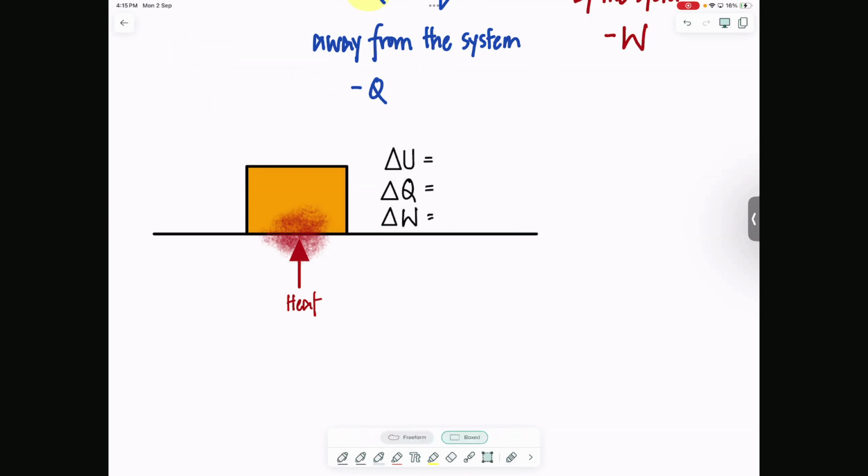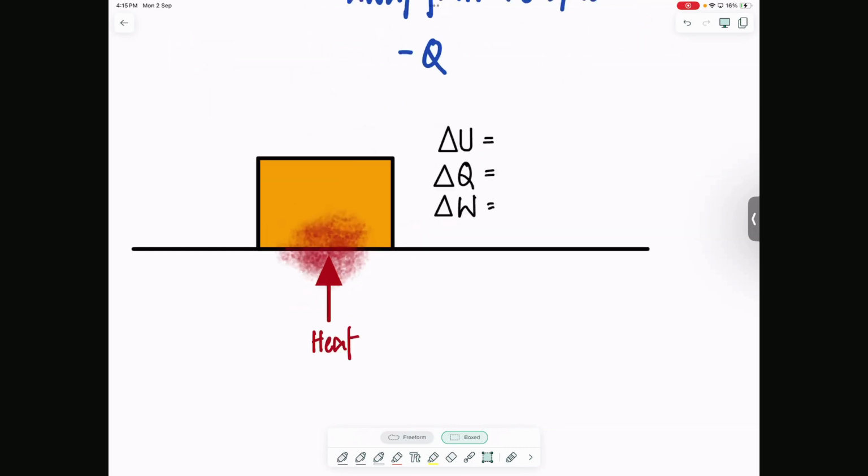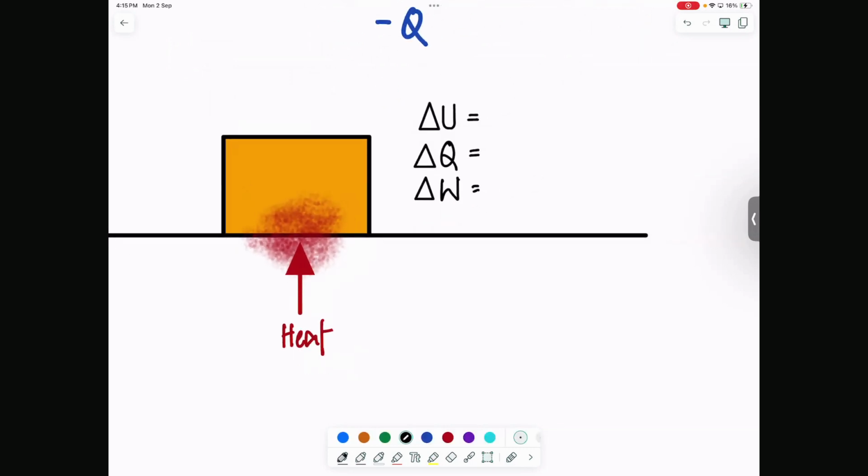So can you tell me, if I take a metal block and provide it heat, what should the values be? Yeah, del U is going to be positive. Why? Because it's going to heat up. You can actually feel the thing get warmer. So plus. What about del Q? Plus as well. And what about del W? 0. You're not doing any work on it, right? So it's just going to be 0. So that's the type of questions you get.